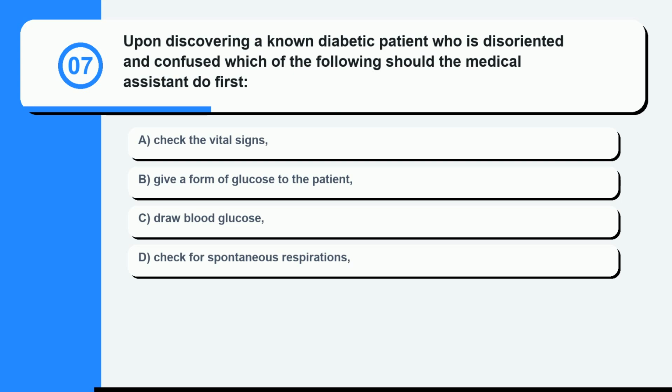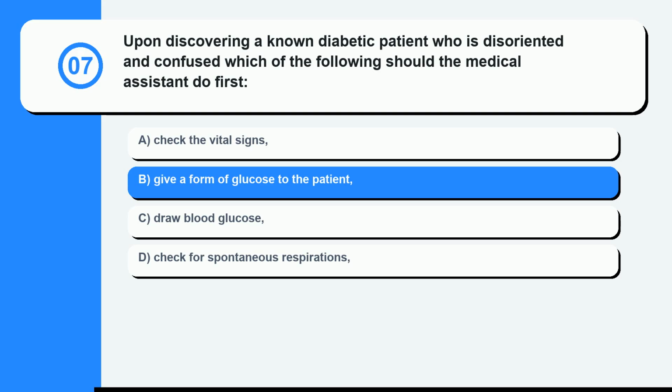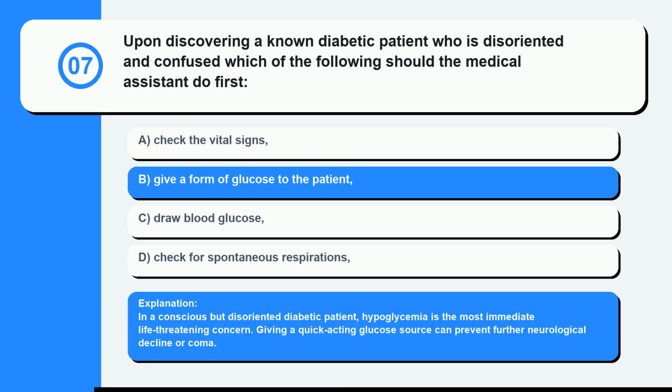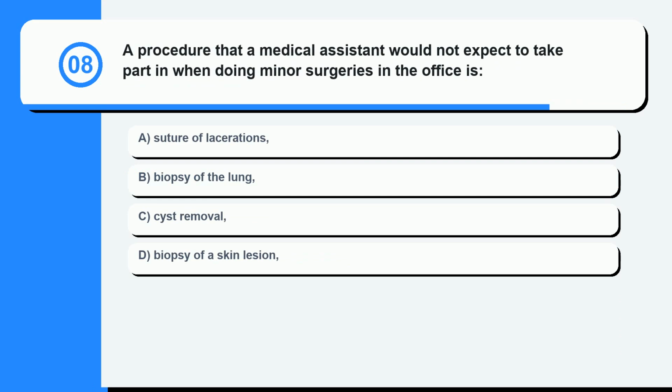Question 7. Upon discovering a known diabetic patient who is disoriented and confused, which of the following should the medical assistant do first? A. Check the vital signs, B. Give a form of glucose to the patient, C. Draw blood glucose, or D. Check for spontaneous respirations. The correct answer is B. Give a form of glucose to the patient. In a conscious but disoriented diabetic patient, hypoglycemia is the most immediate life-threatening concern. Giving a quick-acting glucose source can prevent further neurological decline or coma.